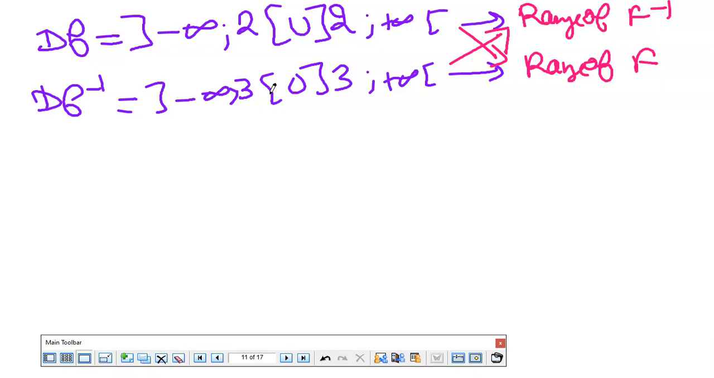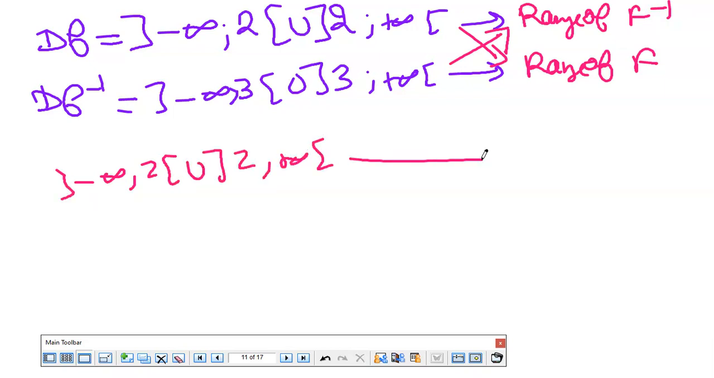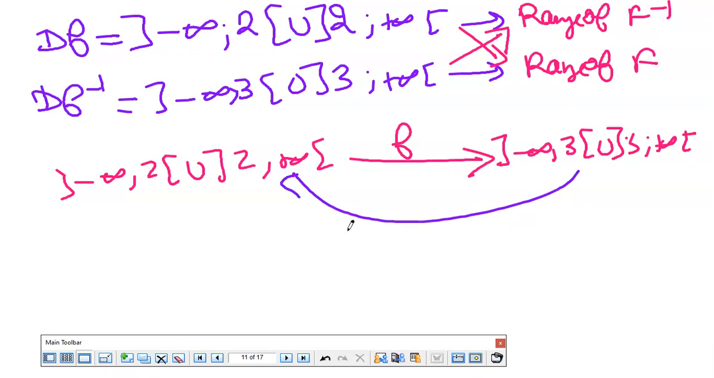So we can switch it, guys, as we said. If I write here, for example, minus infinity to 2 union 2 to plus infinity, this is the domain of f. What's going to be the range if I go this way? The range will be minus infinity to 3 union 3 to plus infinity. And if I go this way, now it's more clear. So this is the domain of f minus 1. This is the range of f minus 1. Now let's go to another example.